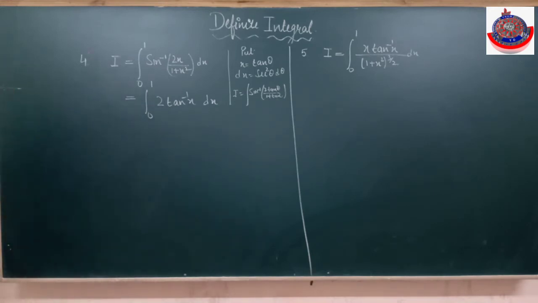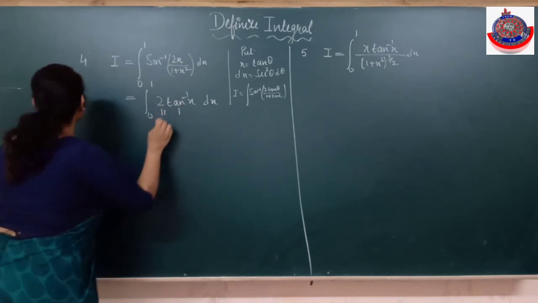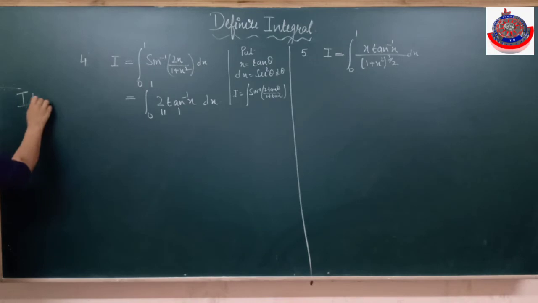Is it clear? Now it is 2 tan inverse x, and we know that to integrate inverse trigonometry we have to apply by parts. So let's solve it by parts. So this is my first function. Remember the word isolate? I told you, see, all the forms will come.